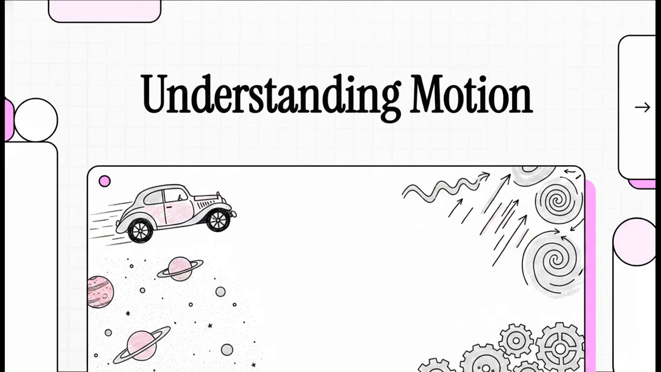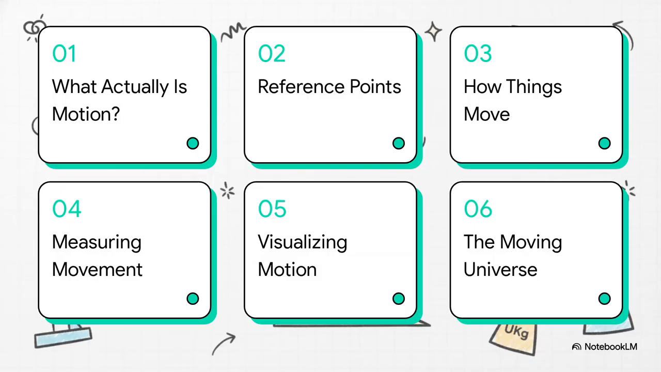Welcome to this explainer. Have you ever actually stopped to think about what connects, say, a car just cruising past your window to the massive planet silently revolving out there in deep space? Well, it's motion. Today, we're going to unpack this ultimate foundation of physics. It's really the hidden rule of our moving world, and I'm honestly thrilled to guide you through exactly how it all works. Here is our roadmap for today.